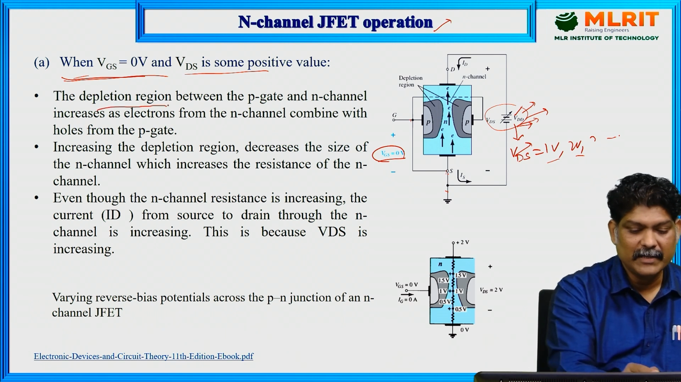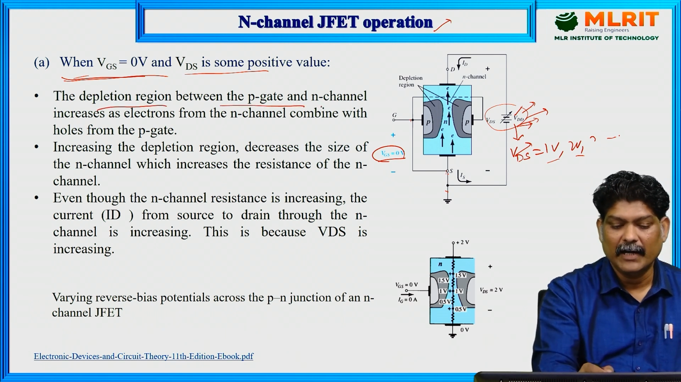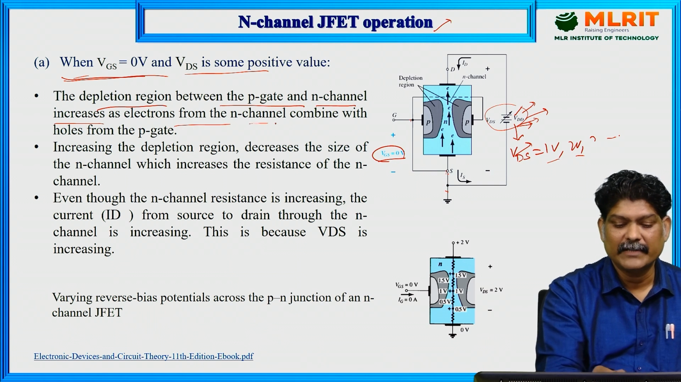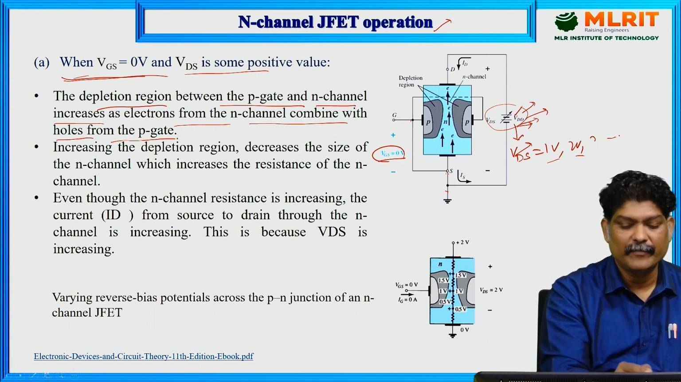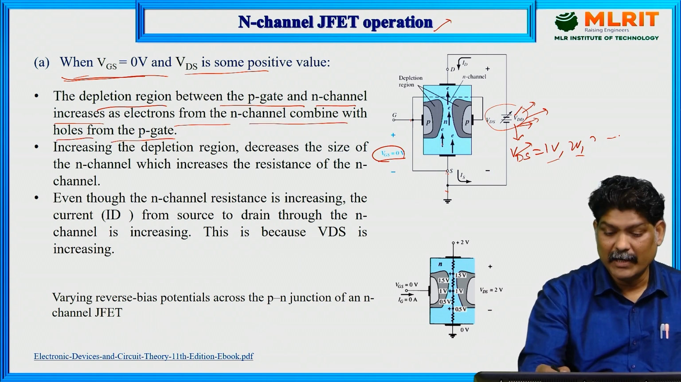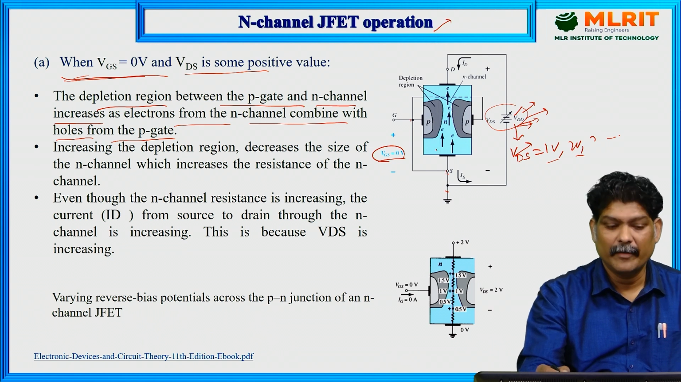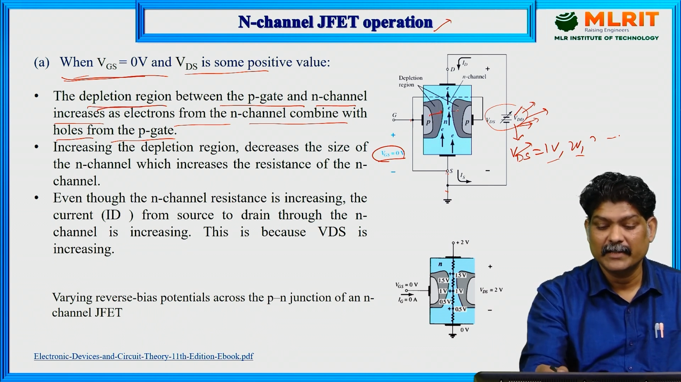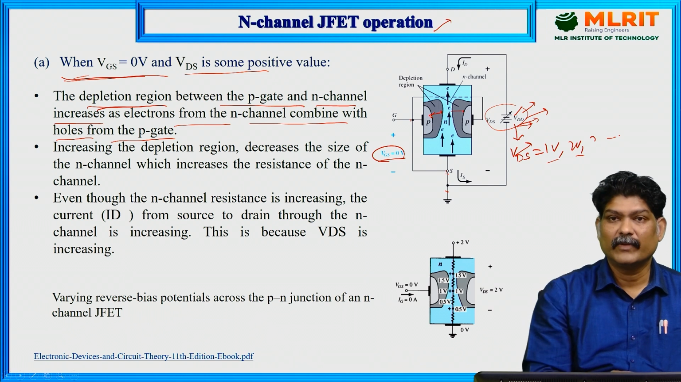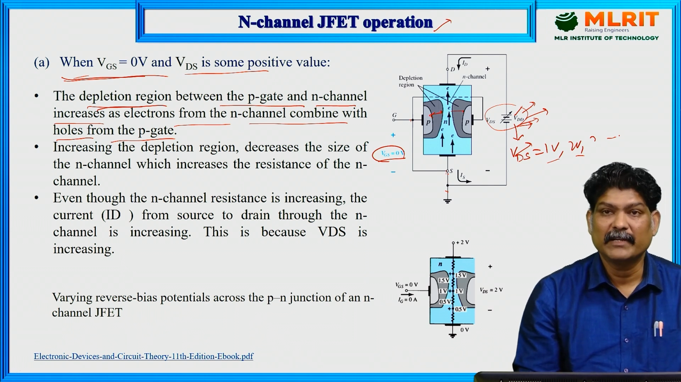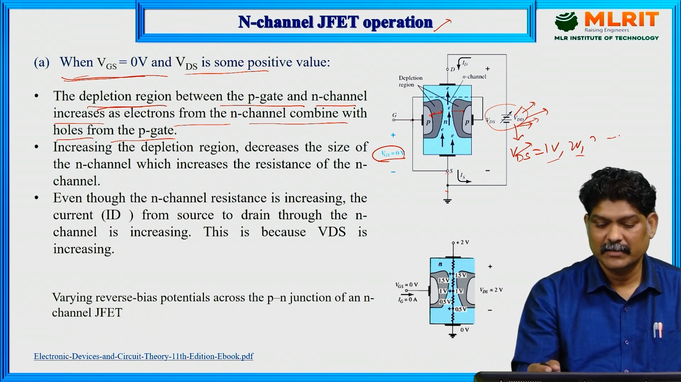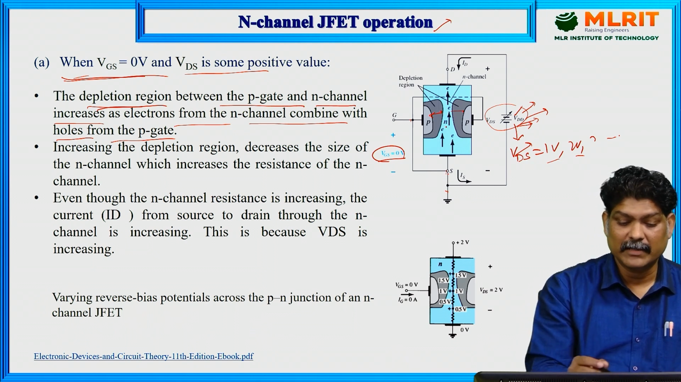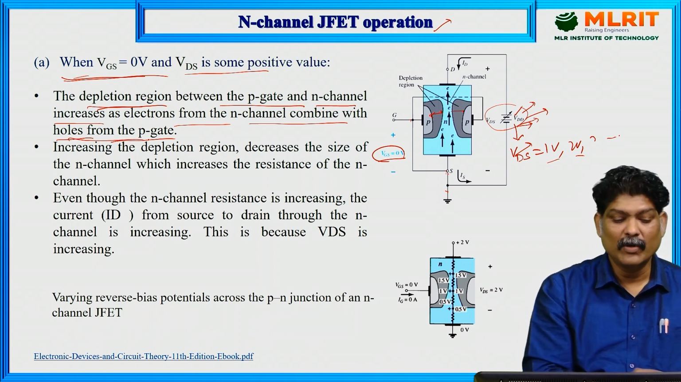The depletion region between the P gate and N channel increases as electrons from the N channel combine with holes from the P gate. So what happened? The depletion region increases. These are the depletion regions on either side. So when we increase this voltage, the depletion region between the two PN junctions increases, as electrons combine with the holes from the P side.